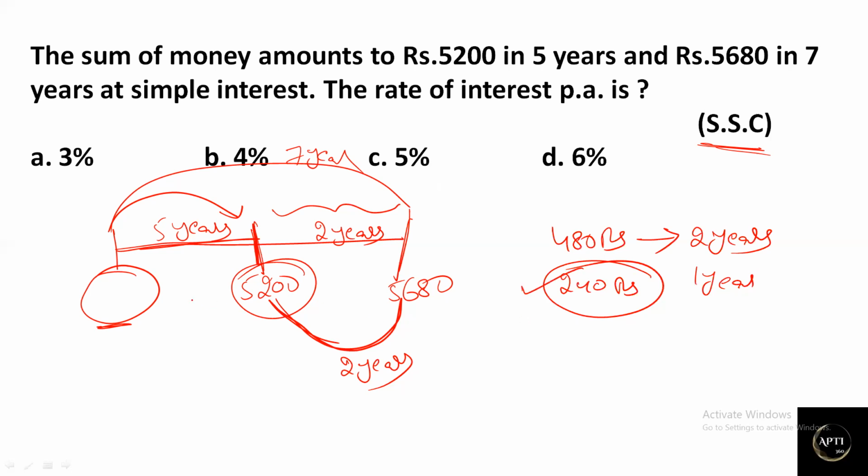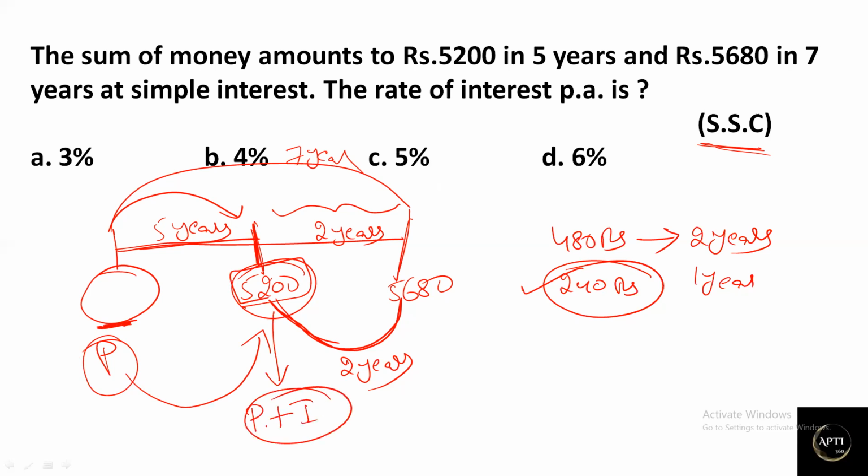Now initially, what we need to find is the principal amount. How can we find the principal amount? After 5 years we have 5,200. What is this 5,200? Principal amount plus interest, correct? How many years of interest are there in that 5,200? 5 years of interest are there. If I eliminate 5 years of interest from 5,200, I will get the principal amount at the starting, correct?